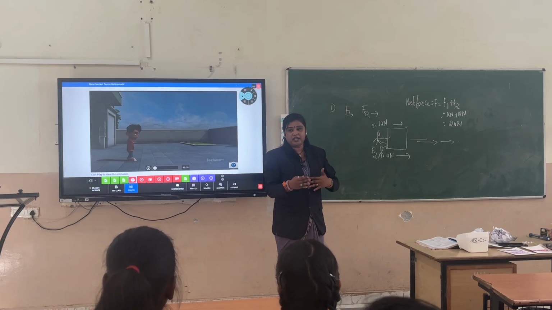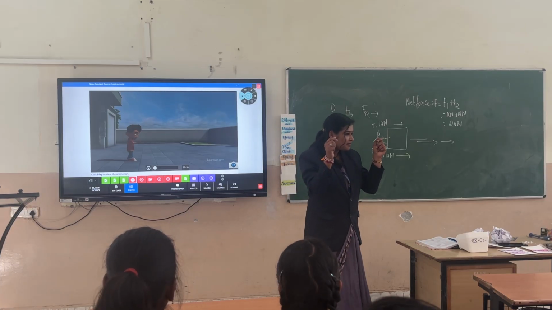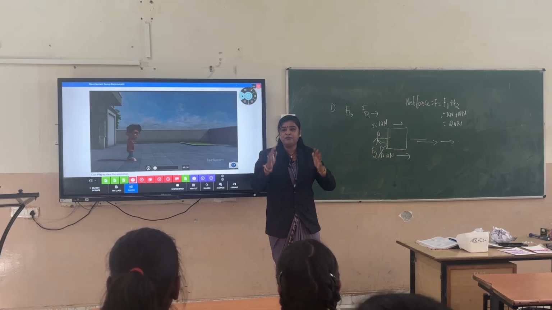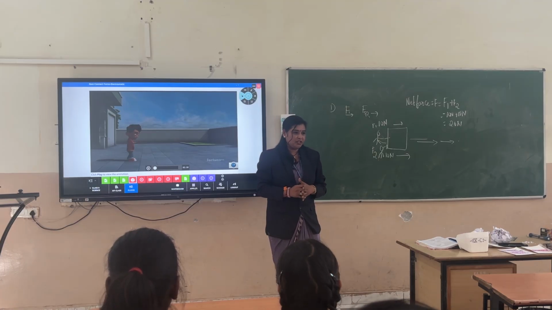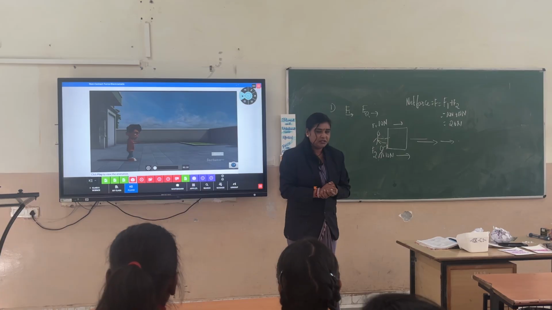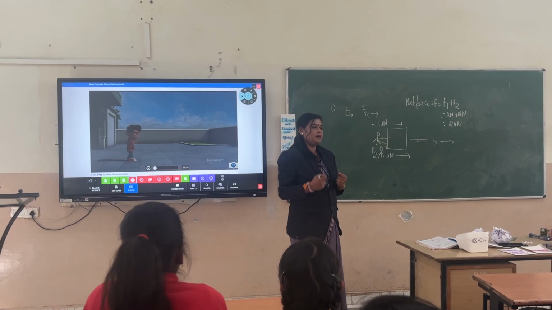The second time, both pushed the table together. The frictional force amount was less and the movement was more, right? So the net force was more the second time. Now we are going to learn what balanced force and unbalanced force are. Unbalanced force means one force will be more and another force will be lesser.